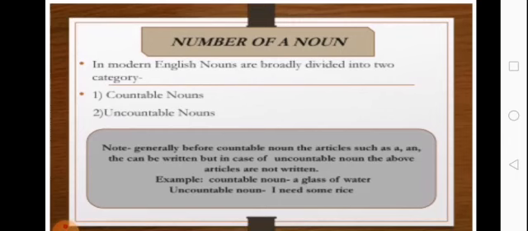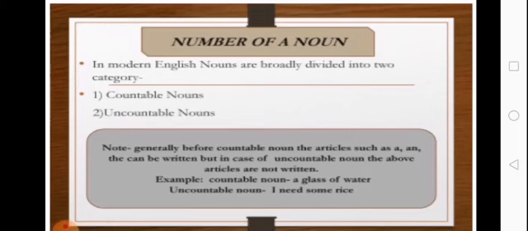And keep this in your mind that before the countable noun, the articles such as a and an can be written. But in case of uncountable noun, the above articles are not written. So it's very easy to find a countable and uncountable noun. Why? Because with countable noun, we will always find a. And with uncountable noun, we will not write a or an, the articles.